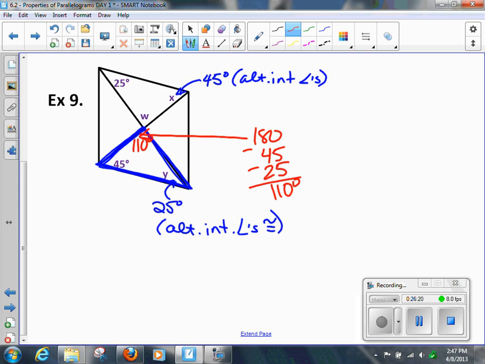Is that the universal sign for vertical angles? I'm just picking at you. So, vertical angles. W is going to equal 110 because vertical angles are congruent. Do you guys agree with that? Awesome. Questions?